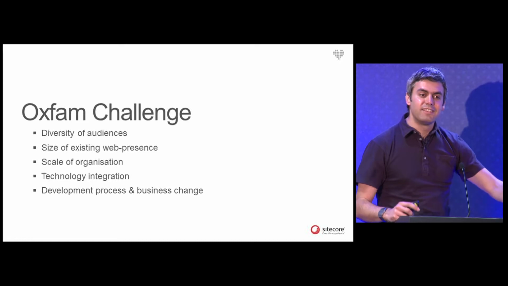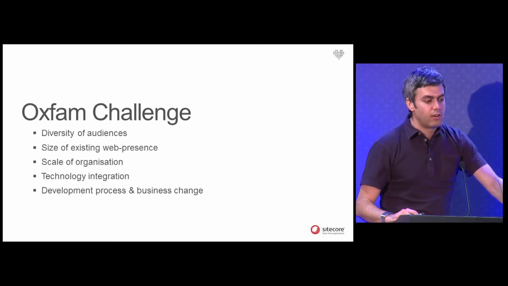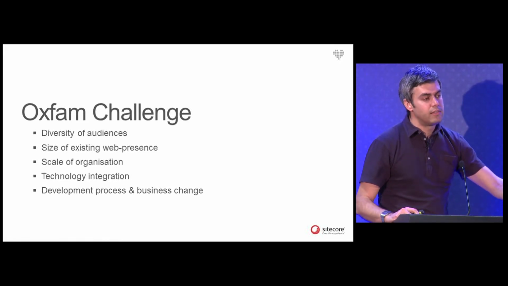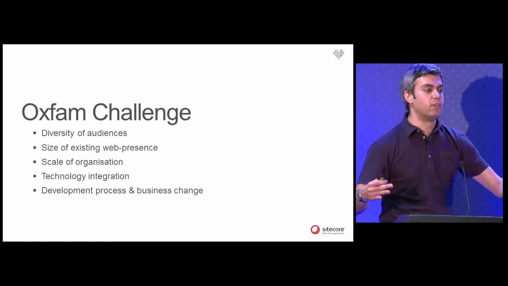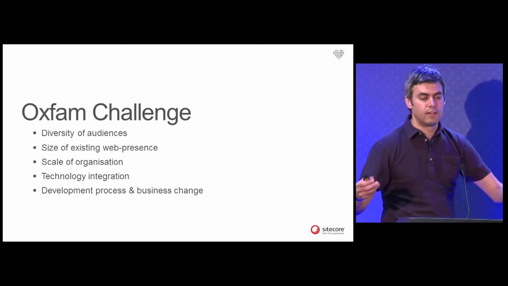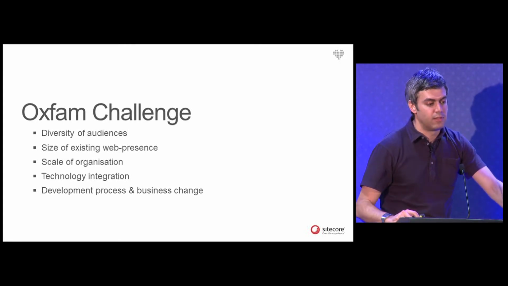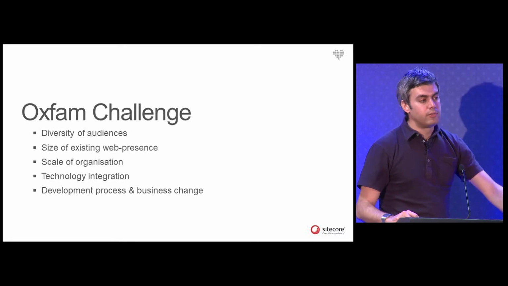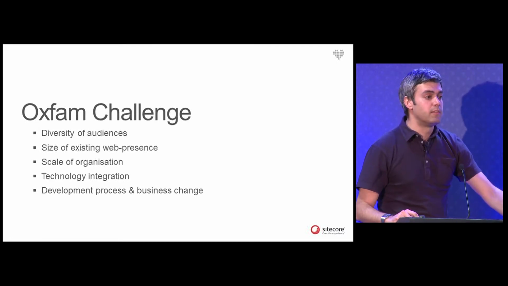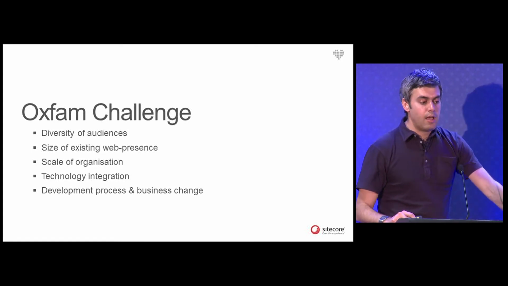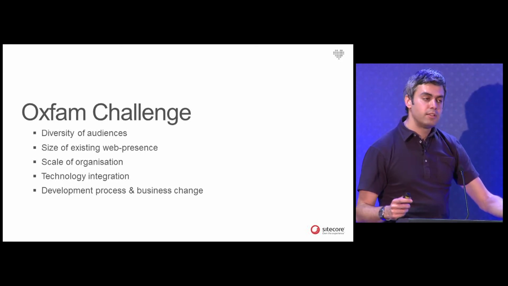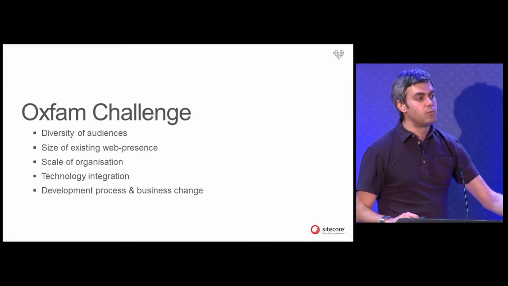And the scale of the organisation itself. Oxfam's quite a large organisation, and they were operating in a very siloed way, and that had led to some of the growth of these different platforms by different departments, and so that had led to some of the complexity of the challenge as well. And that brought with it, from a technical perspective, some integration challenges of the different systems that they had. But then finally, I guess, there was trying to change the way that Oxfam had worked internally.